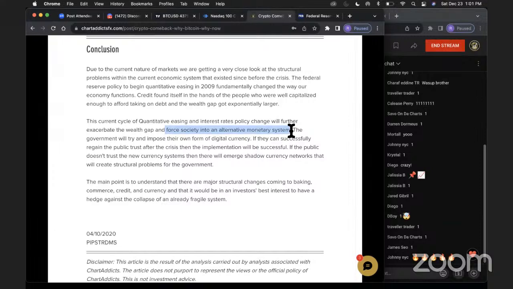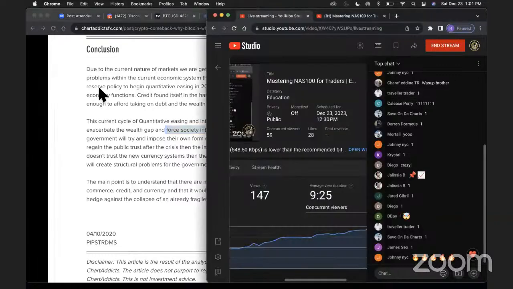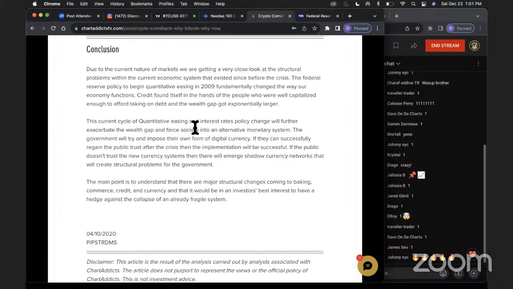Our parents' parents could go buy a house for $15,000, and that was their wealth creation vehicle over time. That was stripped from us and our generations. And so instead, we force society not into an alternative money system, but an alternative wealth creation vehicle.